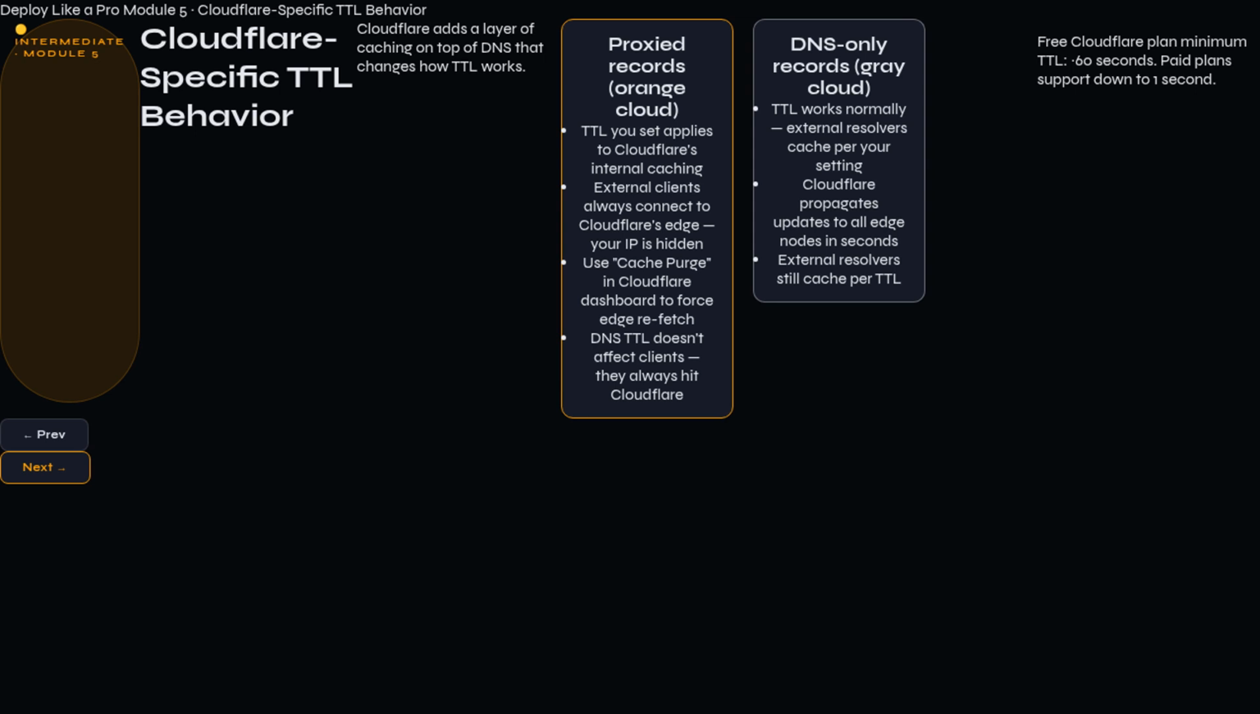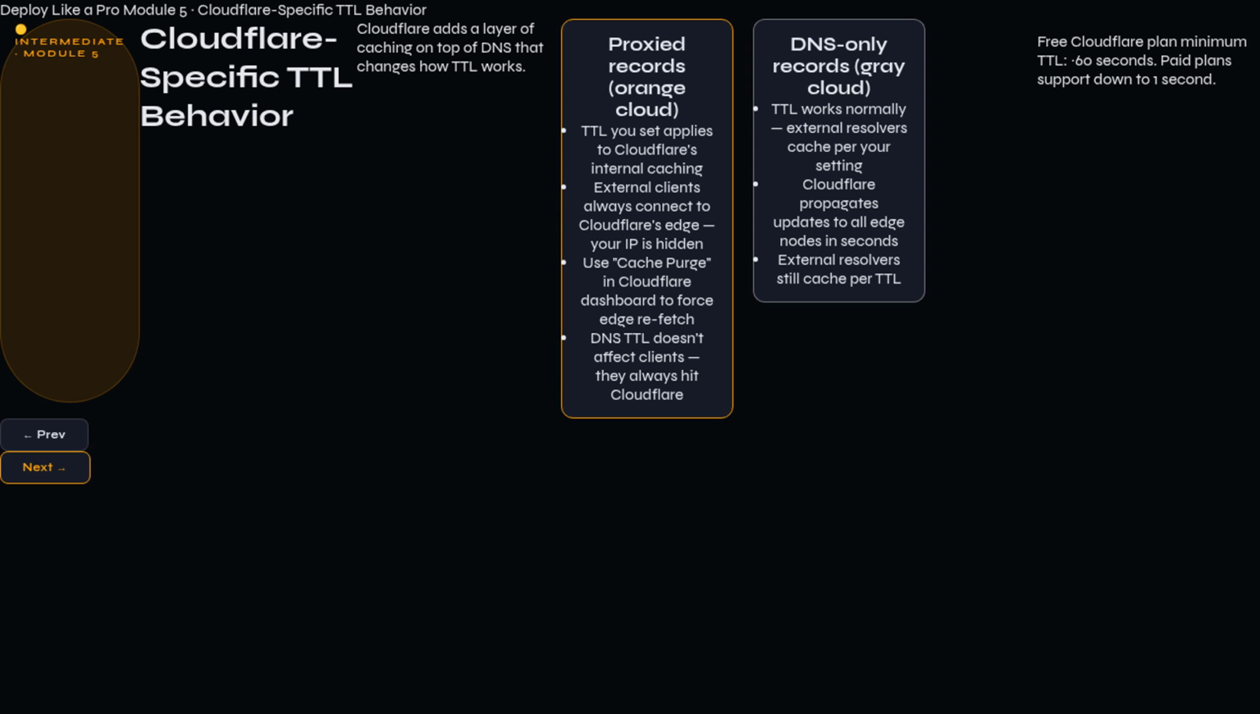Cloudflare's cache purge. In the Cloudflare dashboard, you can purge the cache for proxied content. This forces Cloudflare's edge servers to refetch from your origin. This is different from DNS TTL, it's the CDN cache, not the DNS cache. For DNS-only records, gray cloud TTL works normally. External resolvers query Cloudflare's nameservers and cache the response for the specified TTL.